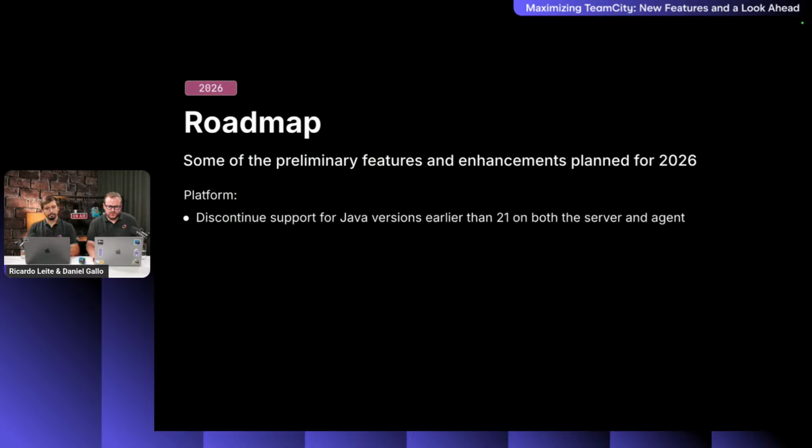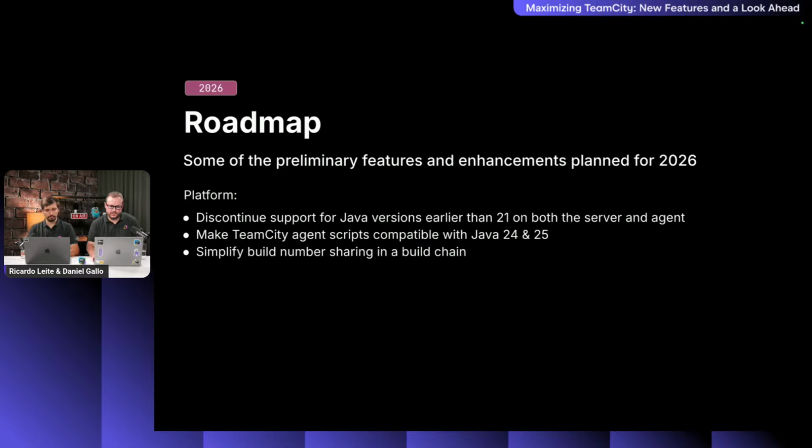As a heads up, we're also going to discontinue support for Java versions earlier than 21 on both the server and agent. And we're also going to make sure that TeamCity agents are compatible with Java 24 and 25. And we're looking at how we can simplify build number sharing within a build chain. We have a number of customers in China, so we're making sure that we have UI localization so that those users can more easily use TeamCity.